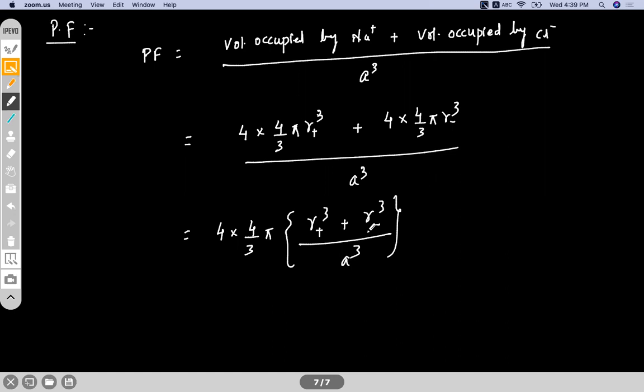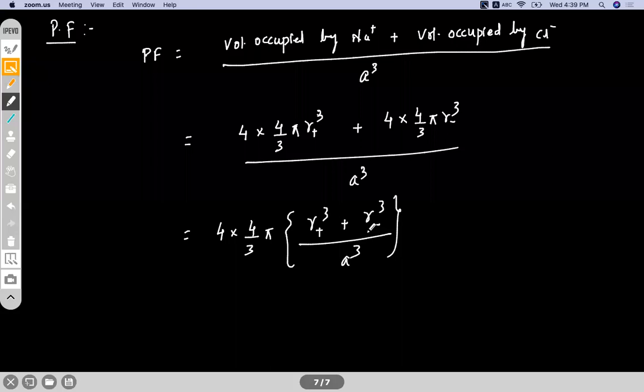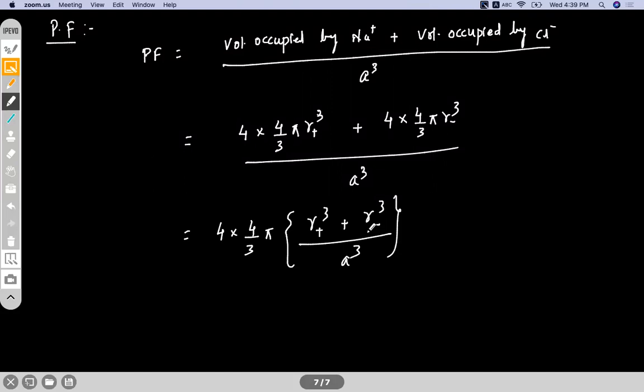But here, won't we get a specific value of r plus and r minus in terms of a? We won't get a range, right? Yeah, we'll get a specific value, because here we have Na plus, so the r plus value will be fixed. The Cl minus r value will be fixed. The range applies to how much the void should be there, and whether the arrangement is tetrahedral or octahedral. But here we'll have a specific value of r plus and r minus.